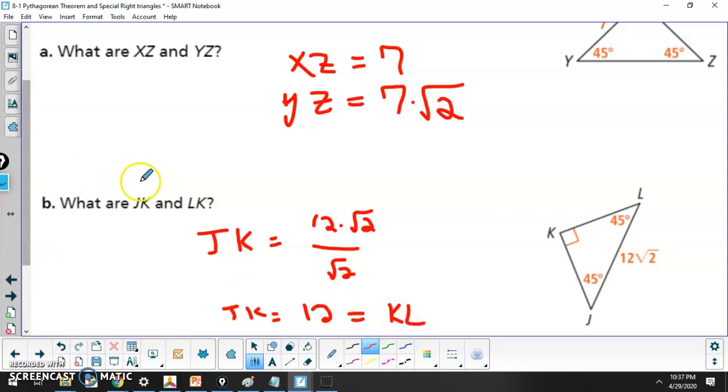Now, if you look at this example in the book, they would probably format it like this. They would start out by saying JK times the square root of 2 is equal to the hypotenuse, which is 12 times the square root of 2. Of course, you could put LK instead of JK in that same equation. To solve it, you would divide by the square root of 2 and essentially get what we have, which is 12 for those two.